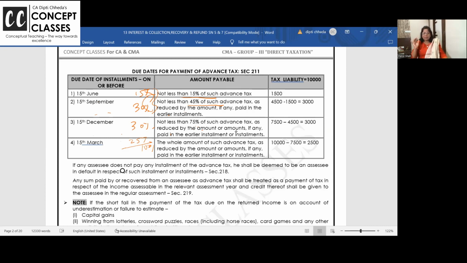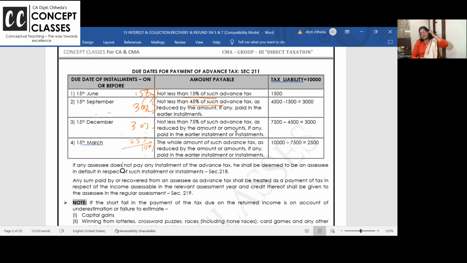Advance tax is to be paid in the same financial year. So by 15th June, April, May, June, almost 2.5 months are over, and last year's details you know. You can estimate and pay 15% of tax in advance. 15th September, 45%. 15th December, 75%. 15th March, 100%. All clear?